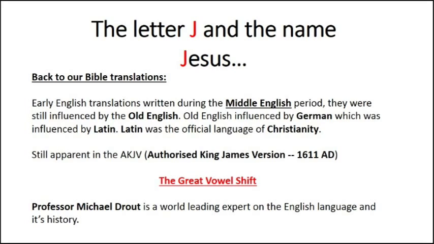I would suggest you listen to somebody like Professor Michael Drout, who is a world-leading expert on the English language and how it evolved. Professor Drout says that in the 1400s, the Black Death gave rise to a new middle class in Britain. About half of the British population died because of this plague, he estimates anyway, and this new middle class emerged with new ways of speaking English. And this is one of his theories.